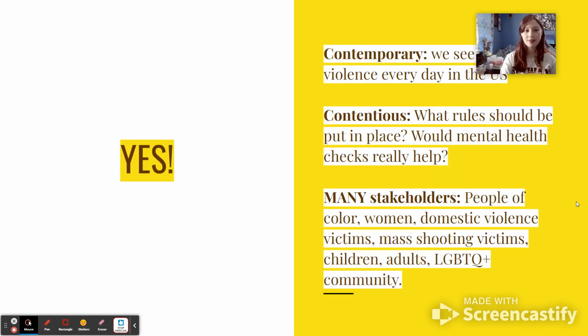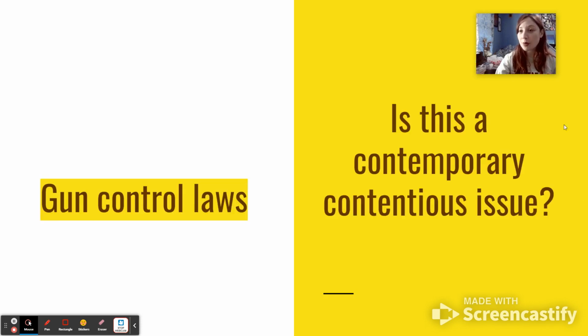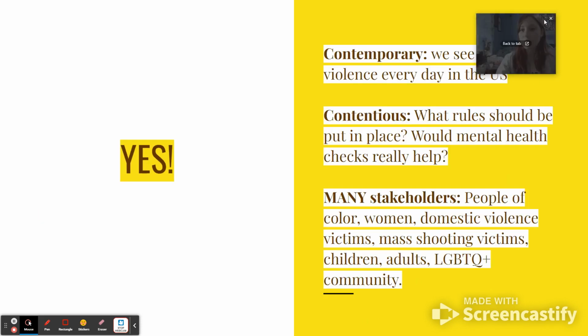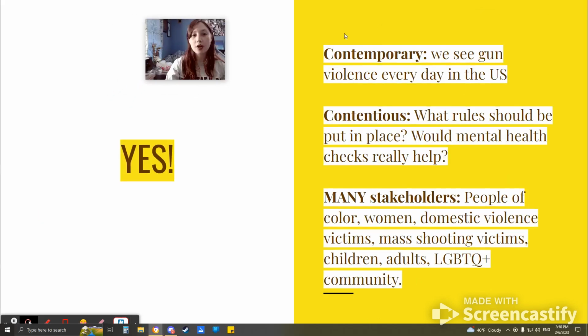Okay. Yes, this is contemporary. This is a major thing going on that we've been talking about right now. It's incredibly depressing to even say this, but after every mass shooting, we start talking about gun control laws again. And gun violence happens every single day in the US. It's contentious because there's different aspects to look at.